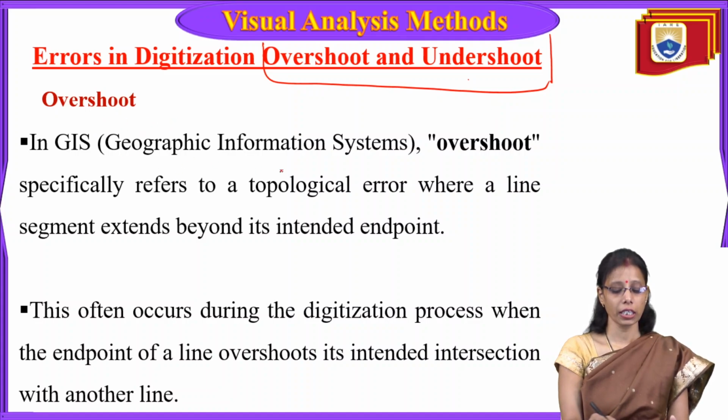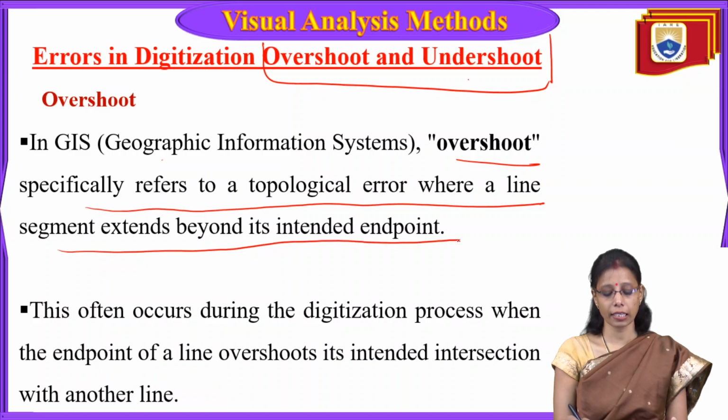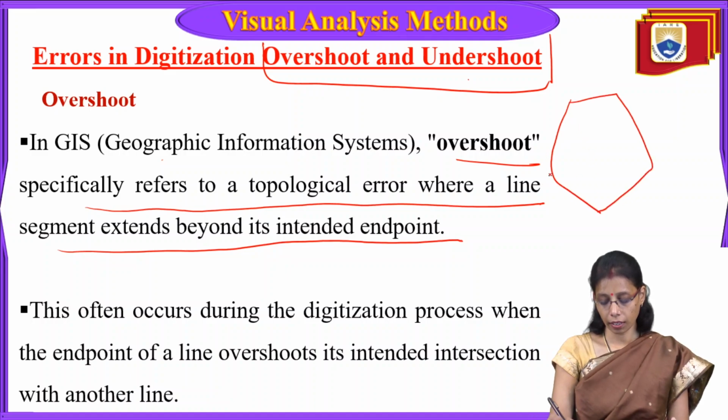So overshoot in GIS specifically refers to the topological error where a line segment extends beyond its intended endpoint. Suppose this is your boundary and there is a road from here to here. We'll draw this road with the help of the vertex.